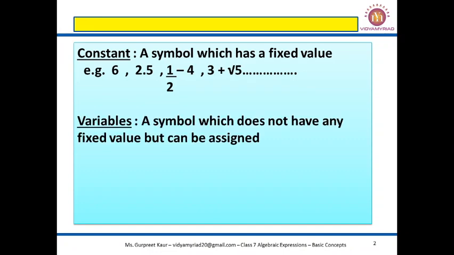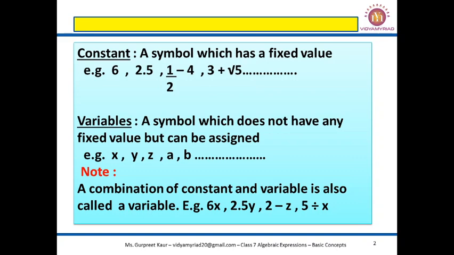Then there is another word known as variable which keeps on changing. The value can change over it. So we can say that it is a symbol which does not have any fixed value, but of course we can assign one. Now if we use constant and variable together, then those are also known as variable terms. For example, 6x, 2.5y, 2 minus z: there is constant also, there is variable also, but together we will talk about it as a term of variable.